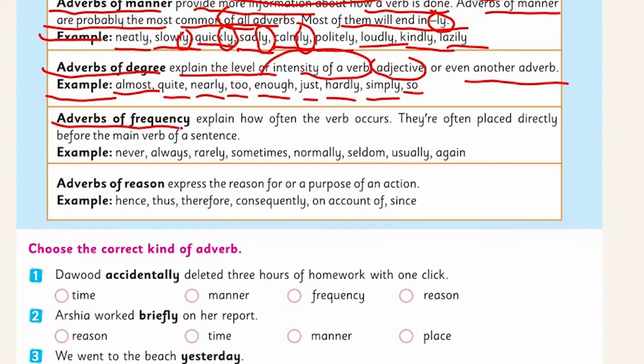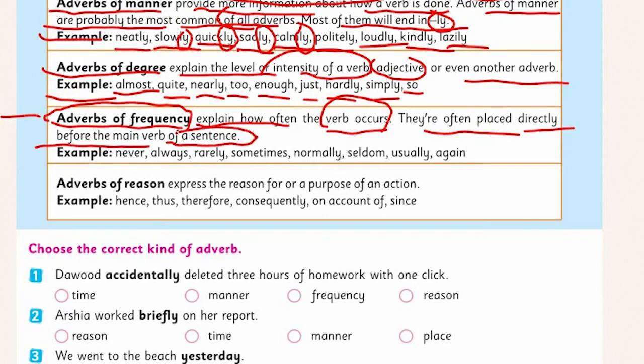Adverbs of frequency. Adverb of frequency explains how often the verb occurs. कि कौन सा काम जो है कितनी दफा हुआ है, यह हमें किससे पता चलता है? Adverb of frequency से. They are often placed directly before the main verb of a sentence. Main verb से हमेशा पहले आता है आपका adverb of frequency. For example, never, always, rarely, sometimes, normally, seldom, usually, and again. These are the adverbs of frequency here.